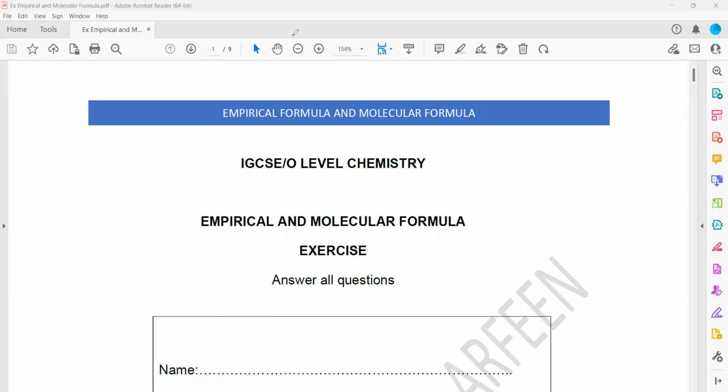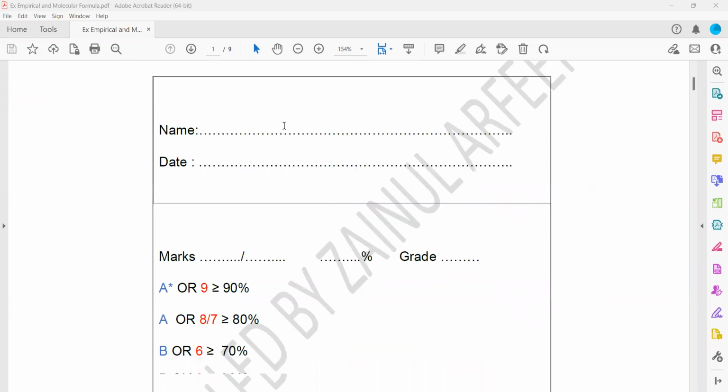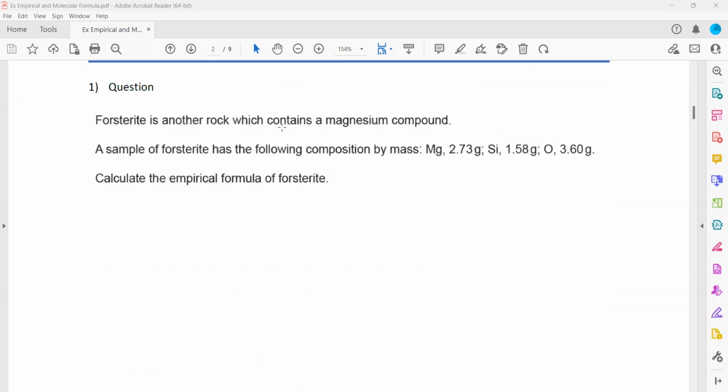So, empirical and molecular formula exercise. We have a compound which contains magnesium. We have to find its empirical formula. So how to work out the empirical formula?